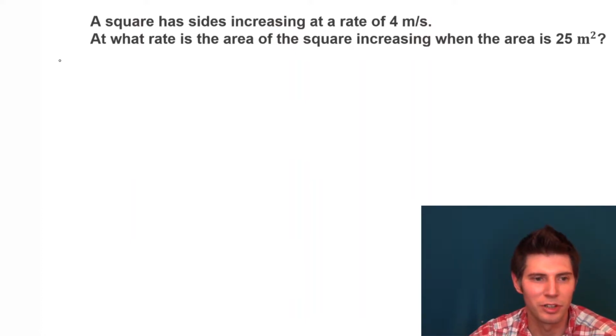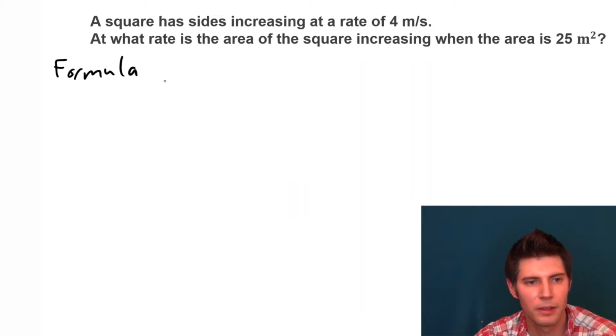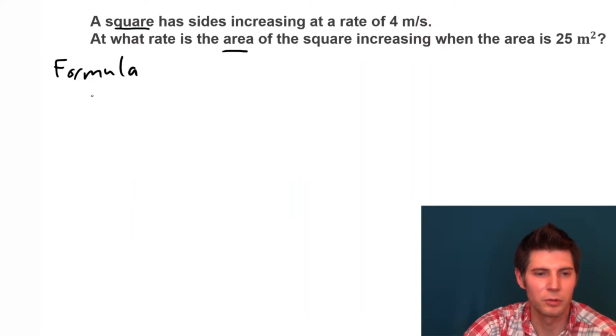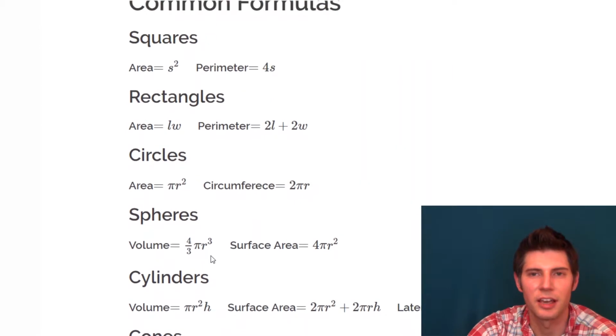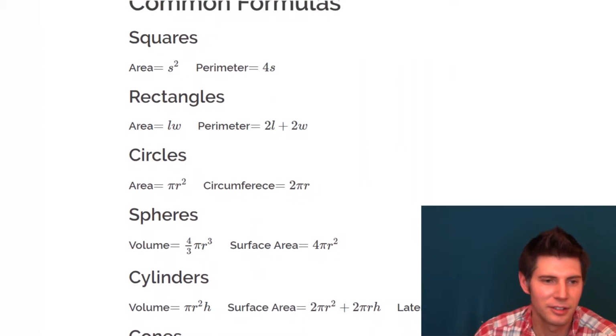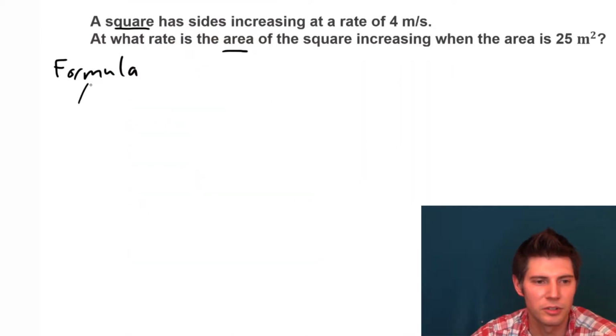So same thing, pull out the formula that we need. We're dealing with squares and areas. The formula for the area of a square, you probably have this memorized, is s squared. So area equals s squared. Then we write out the given, when, and the need.